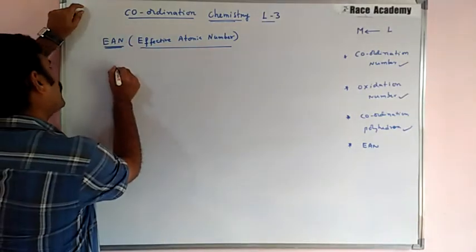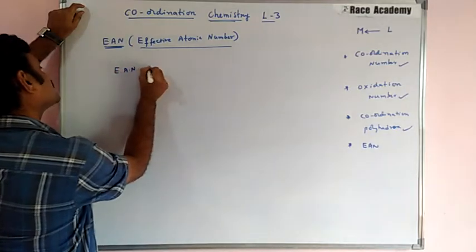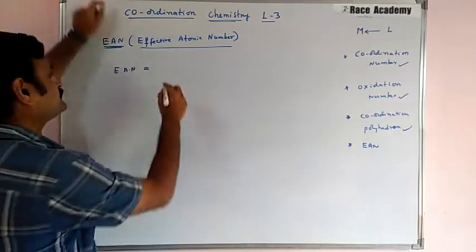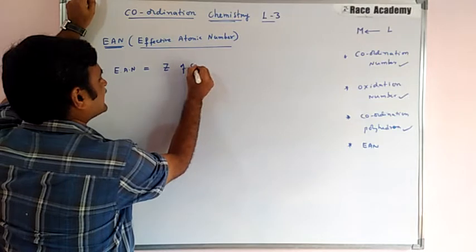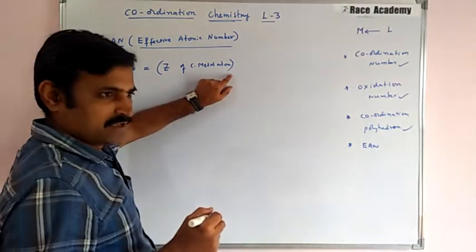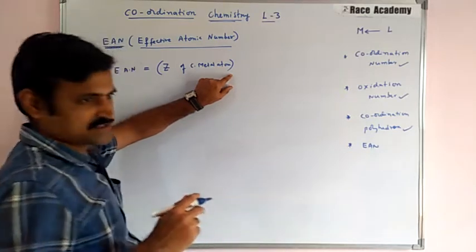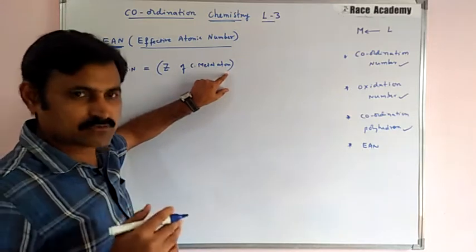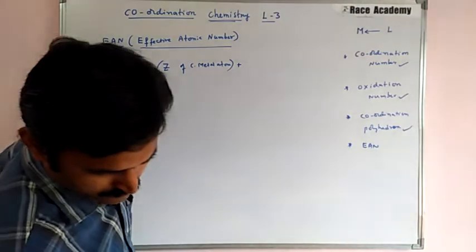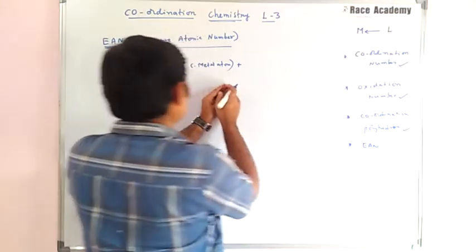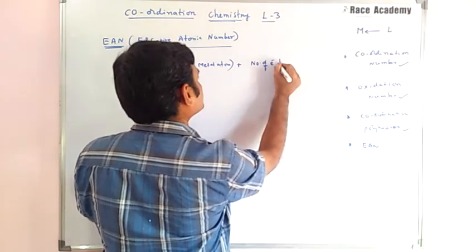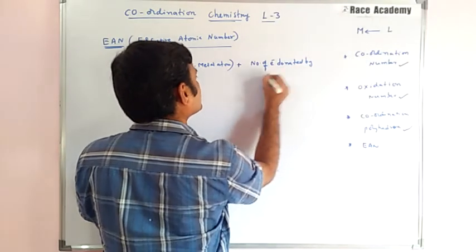How can we calculate the effective atomic number? There is a mathematical expression given to us for this. For the central metal, first you must know the atomic number of the metal. That is Z, the symbol, Z of the central metal atom. The atomic number of every metal given in the formula must be known to us. That will be considered first. Then we have to add the number of electrons donated by ligands.